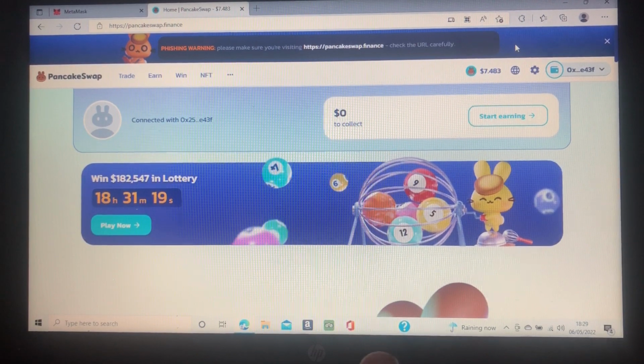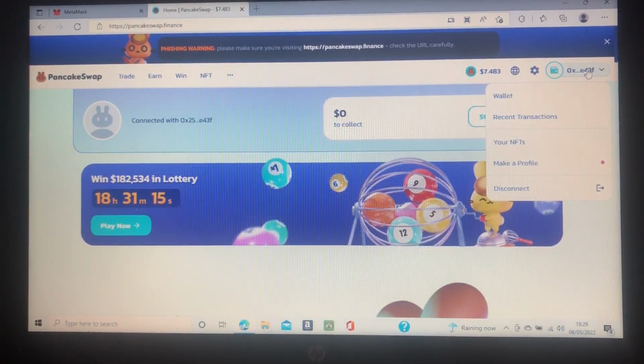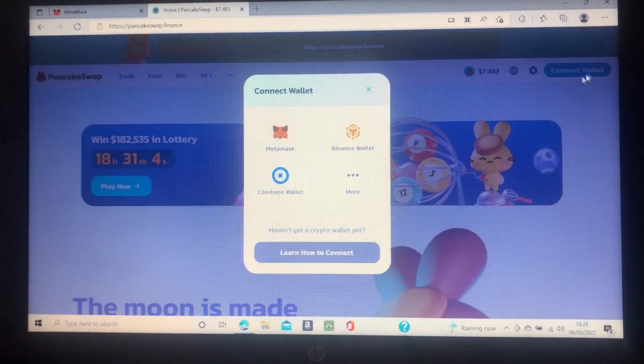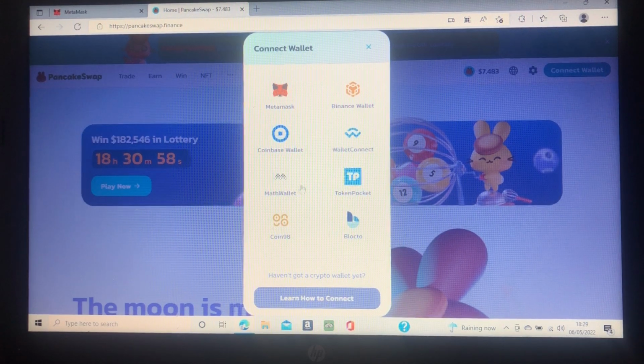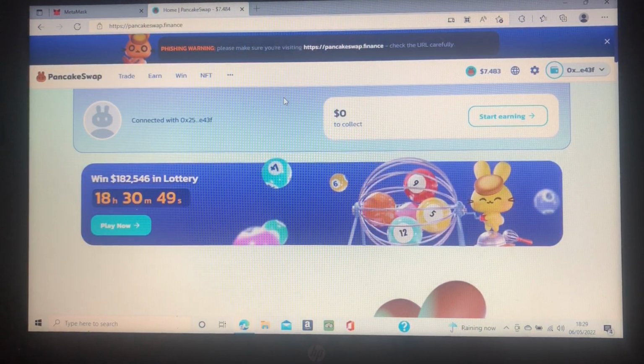Right into it. The first thing you do when you get into a decentralized exchange website is to connect your wallet. My wallet is connected here already, so I'll disconnect so we have an insight into what it looks like. So, connect. You could see many wallets here: MetaMask, Binance wallets, Coinbase wallets, Wallet Connect, Math Wallet, TokenPocket, Coin98, and there are even many more. But I'm using MetaMask, so I'll choose MetaMask.